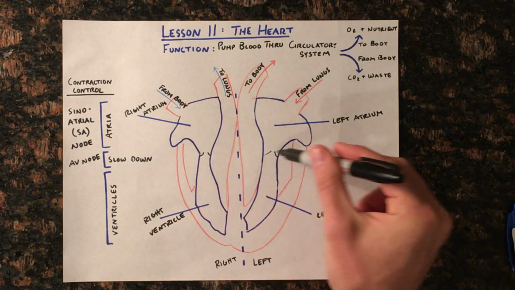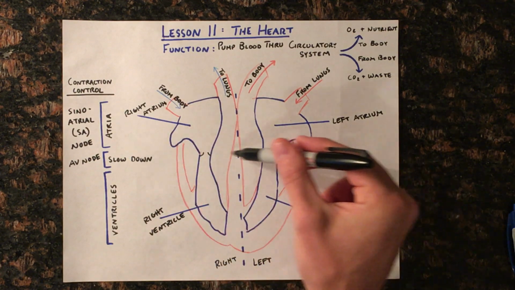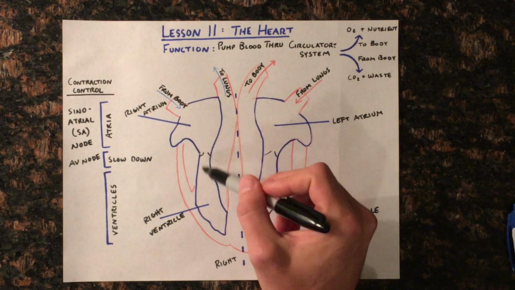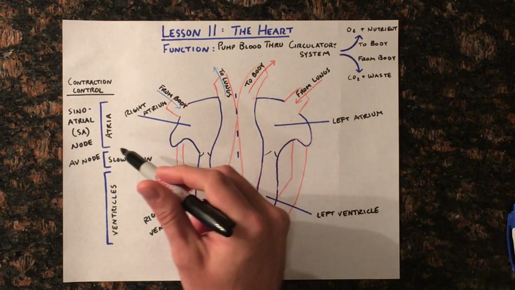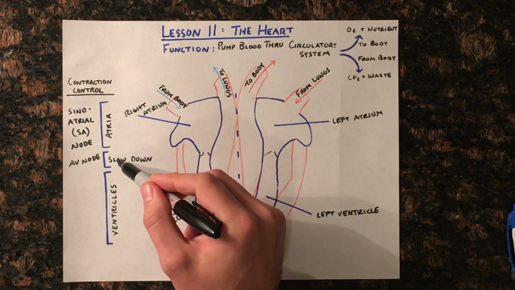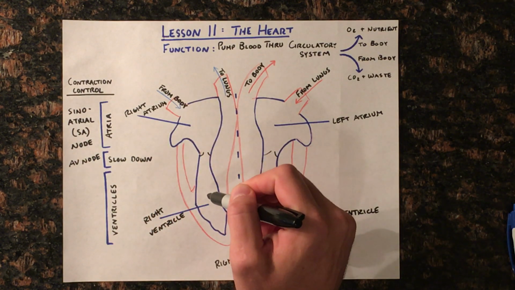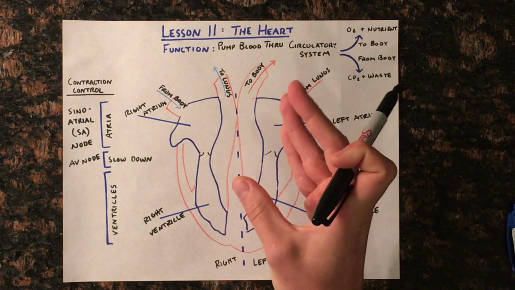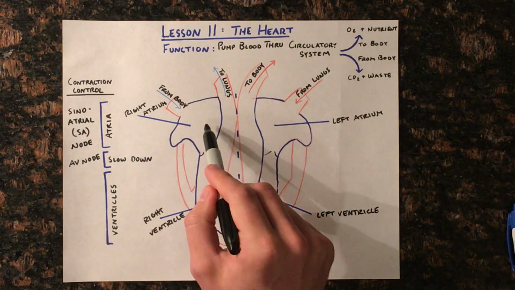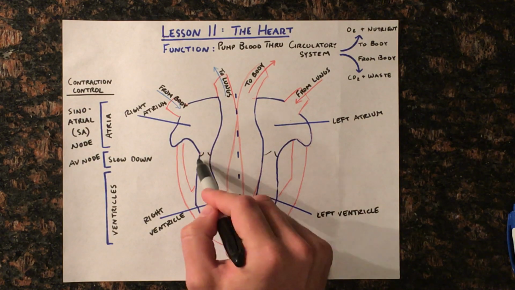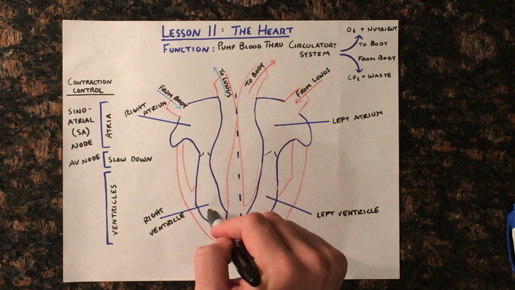It's going to be right around here. It's going to be in this region of the heart. And the reason it's here is because it's right in between the atrium and the ventricles. It's going to slow down that signal. So that's going to prevent the atrium and ventricles from contracting at the same time. This is going to allow the atrium to contract first, and then before that signal gets down here, it's going to slow down and then get to the ventricles.